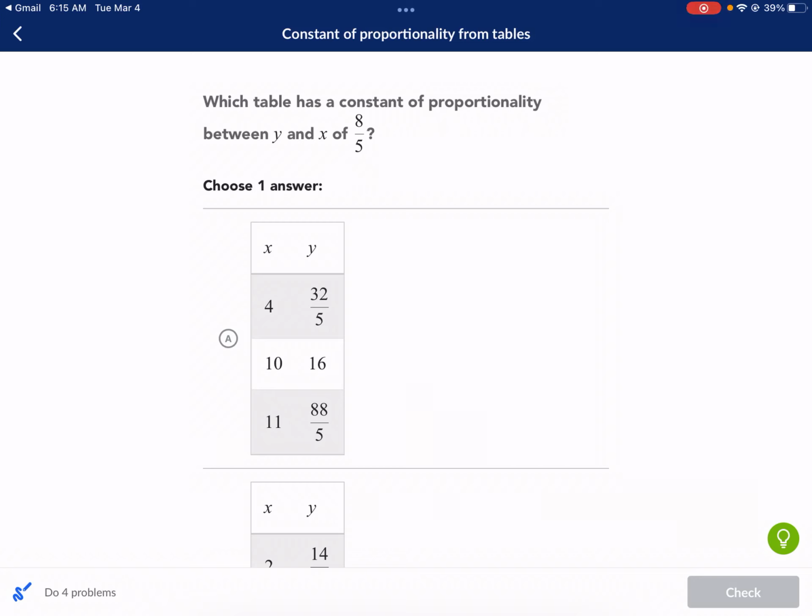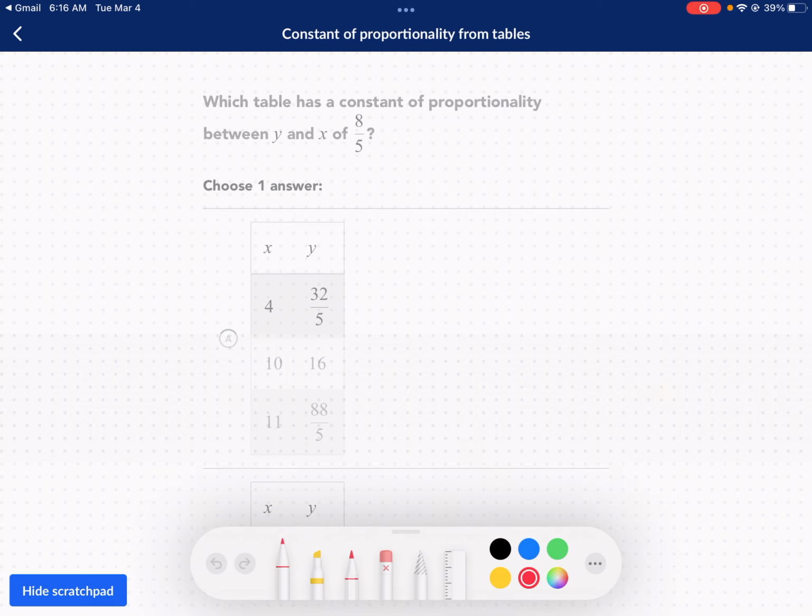Today we're doing a Khan Academy tutorial on constant of proportionality from tables. If you haven't seen it already, I would recommend watching the constant of proportionality from graphs. This is very much like it. It's just a little bit more simple if you ask me, because we only have to do division. We don't have to look at anything visually.